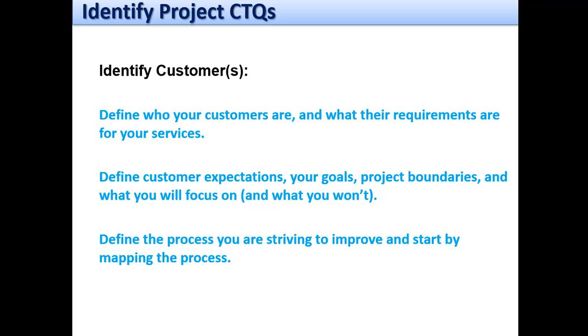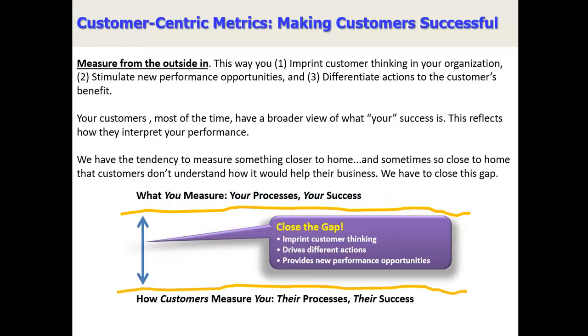Define the process that you are striving to improve. Start by mapping the process. Basically, do a flow chart with every step of the way, what happens to the flow of that process. And this is how we are able to identify errors that can impact the outcome, the quality outcome, or the attributes or the CTQ.